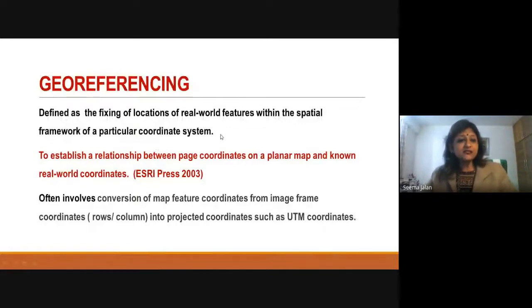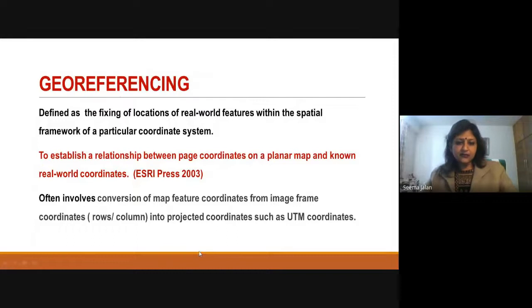Now, please remember everything that I have told you about coordinate systems in the last lecture. Whenever I say coordinate system, all the concepts automatically fall in. Okay, to establish a relationship between the page coordinates, the image coordinates you can say, on a planar map, those simple graphical coordinates, and known real world coordinates.